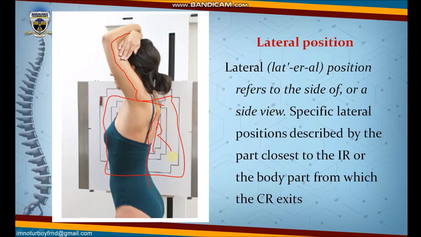If the patient is turned 180 degrees, then the left side of the patient will be placed in contact with the IR. Again, whatever side is placed in contact with the IR is the name of the lateral position. So if the left side is placed in contact with the IR, we term that position as left lateral position.